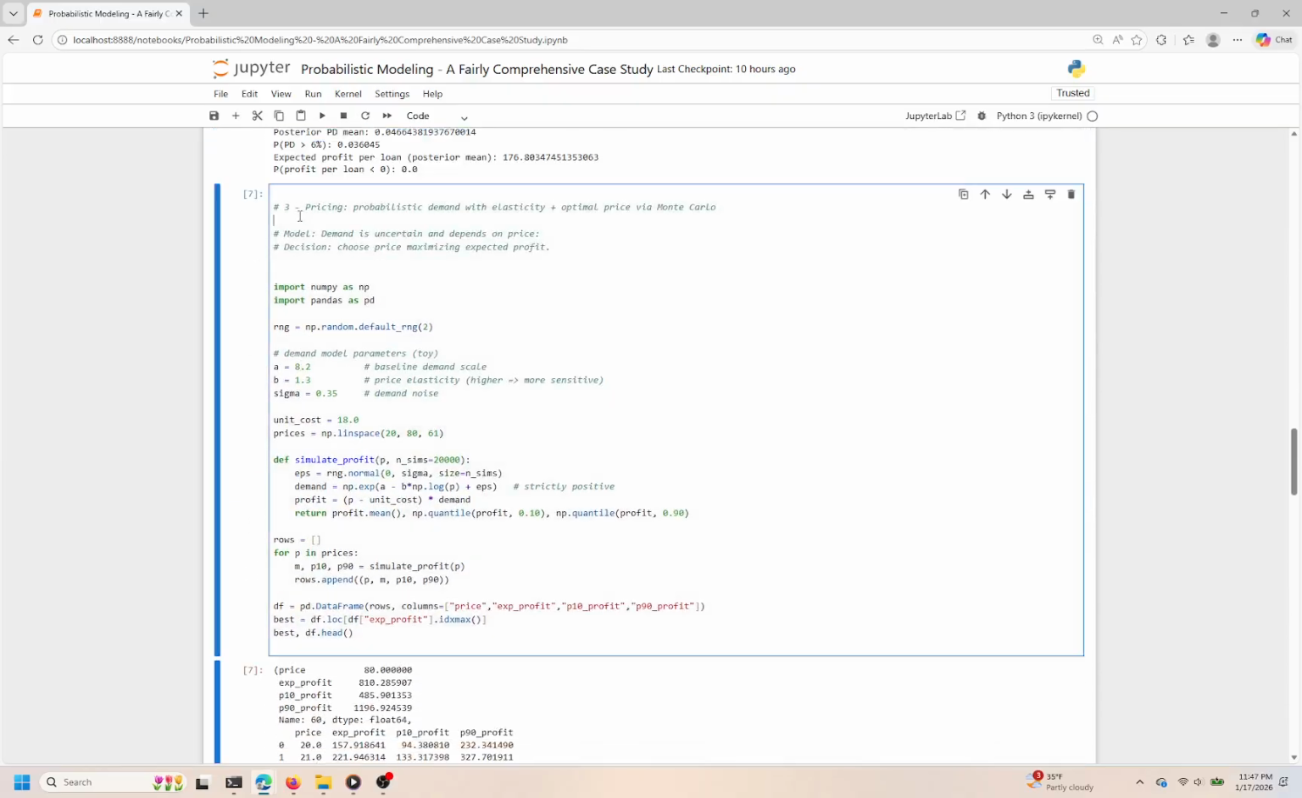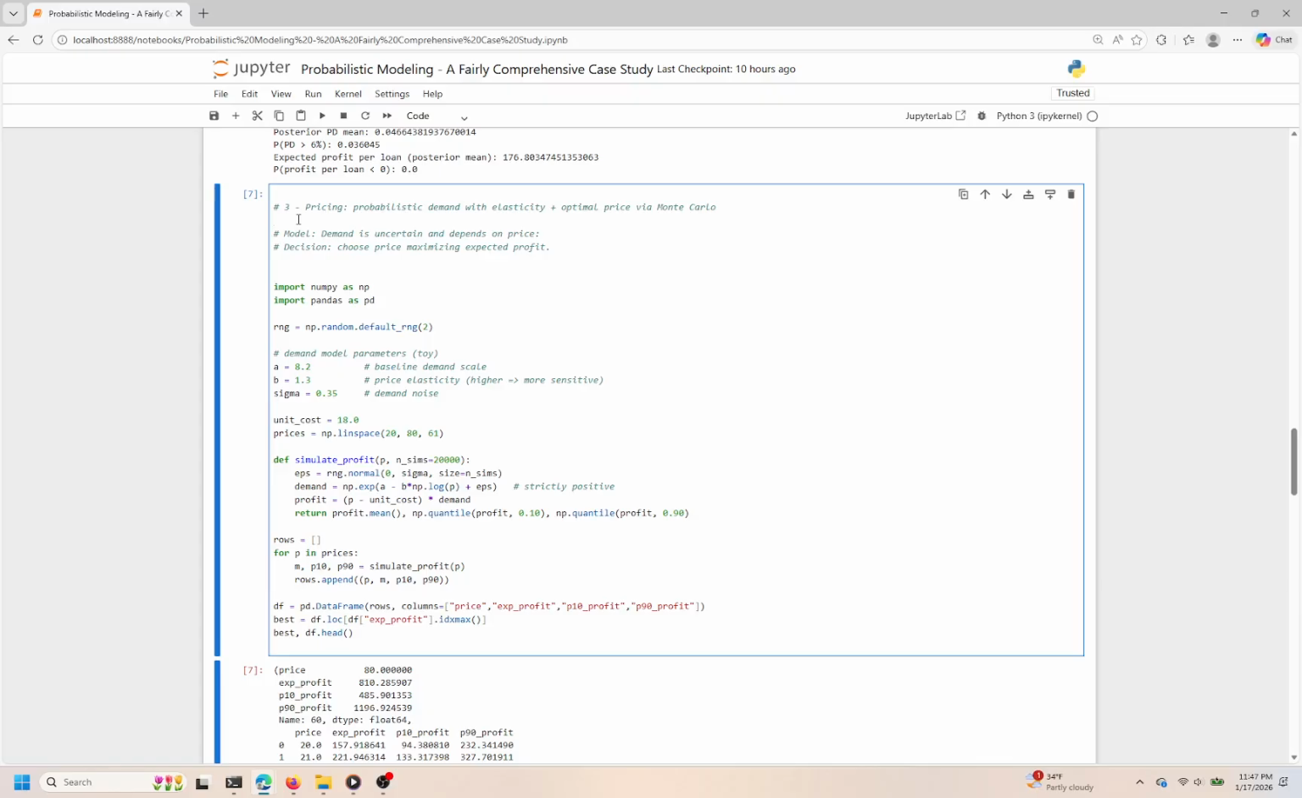Cell 8. In this cell, we're focused on exploring the relationship between price and demand through a probabilistic model, ultimately leading us to determine an optimal price that maximizes expected profit. This approach is significant because it incorporates uncertainty into demand forecasts, allowing for more informed decision-making in pricing strategies.